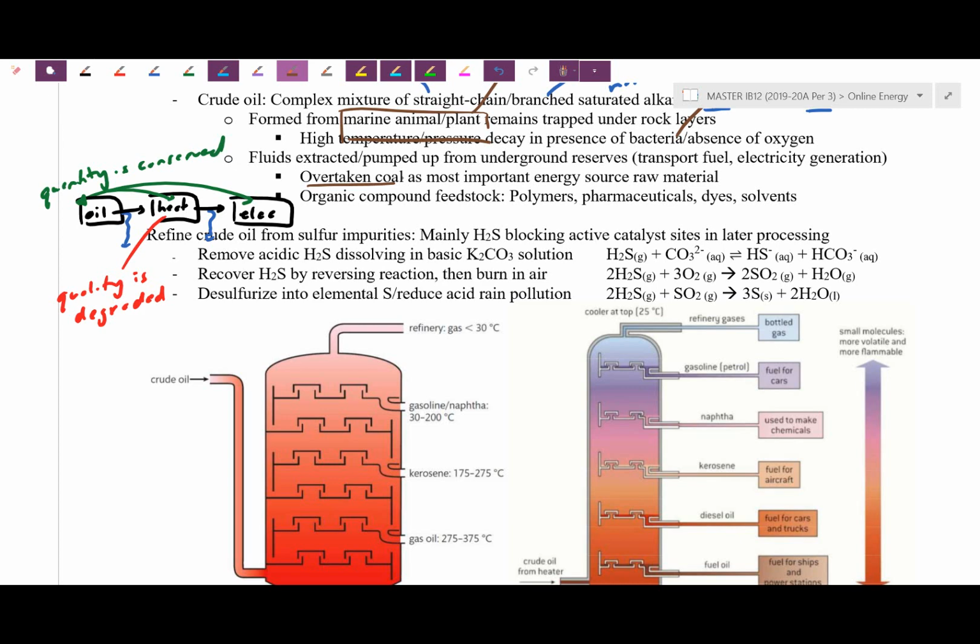This crude oil can also be used as what's called an organic compound feedstock. A feedstock is sort of like a primary, oh, these are the raw ingredients you have to work with. You can mix these in however way you want, and it can end up forming the polymers and different pharmaceuticals you want. So it's useful for organic chemistry as well, useful for a lot of research later on.